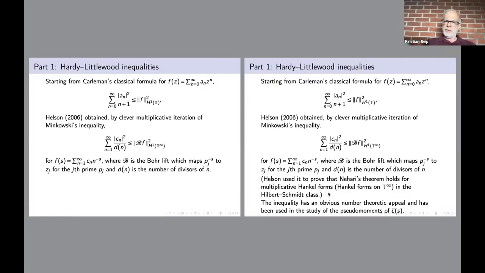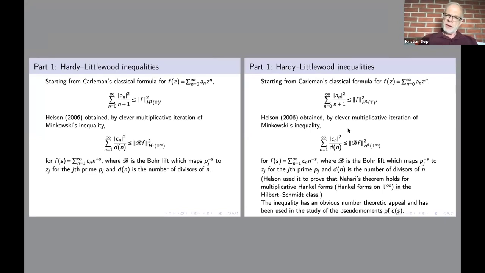Helson didn't use it for number theoretic purposes. He used it to prove that Hardy's theorem for multiplicative Hankel forms, that means Hankel forms on the infinite dimensional torus, is valid when the symbol is in the Hilbert-Schmidt class. I will not go through the technicalities here. If you know what these things are, you may appreciate it, and otherwise you shouldn't care too much about it.